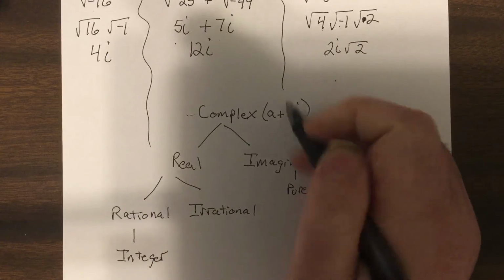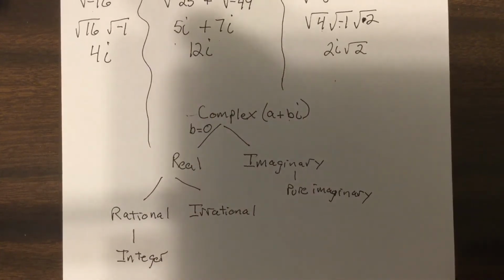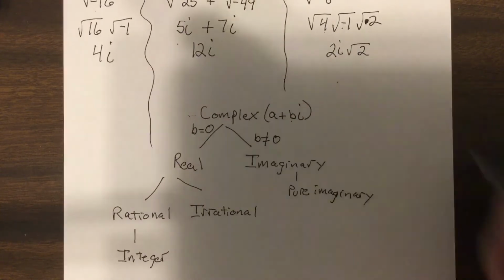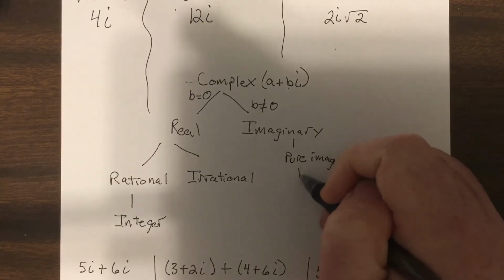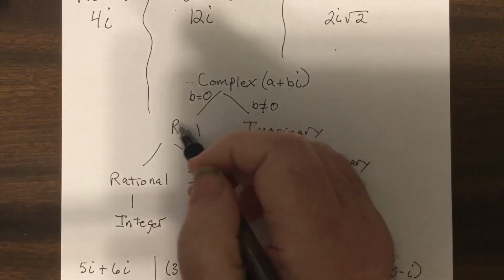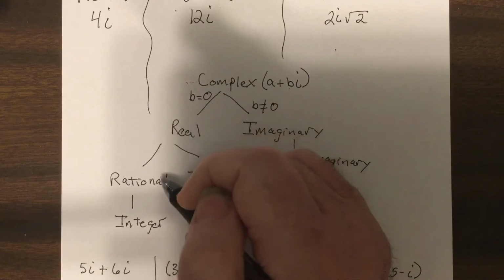Now, if b is 0, that'd be all your real numbers. Anything without an i. A real number has no i. Imaginary, b cannot be 0. Imaginary has to have an i. Now, pure imaginary is just bi, where you have a number times i. 7i, 4i, 3i. A real number is no i, so 4, square root of 2, 80.